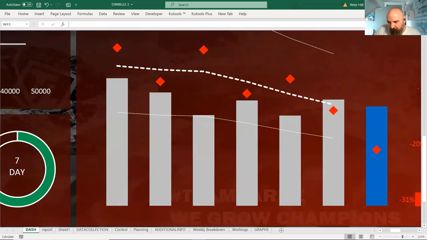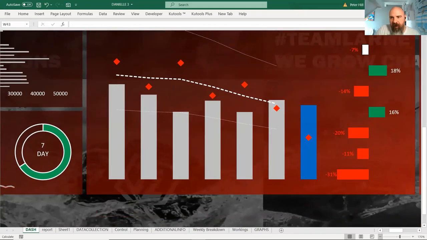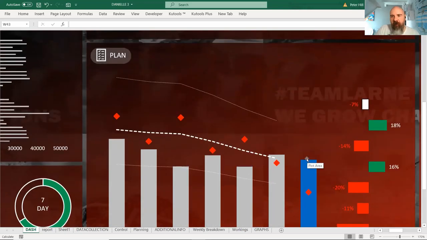This graph at the bottom here. This is our dashboard. I'm quite proud of the dashboard. To be fair, I built it, and I think it looks quite nice. So in here, this is our weekly load. The blue one is the planned load.